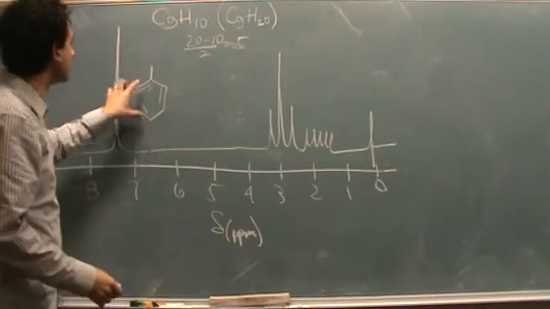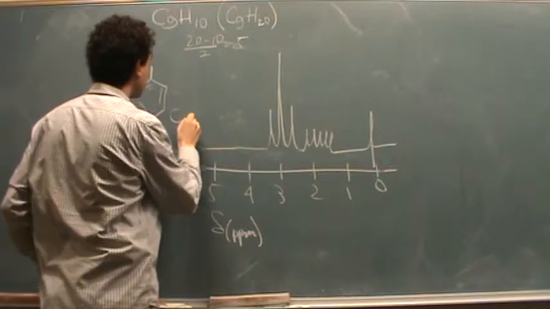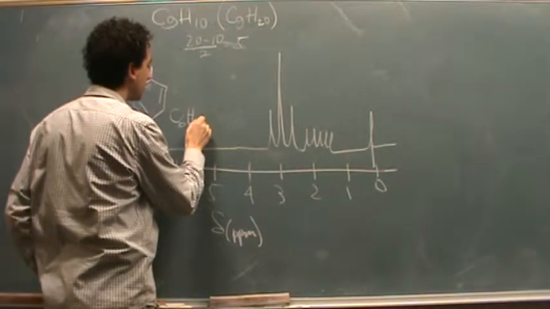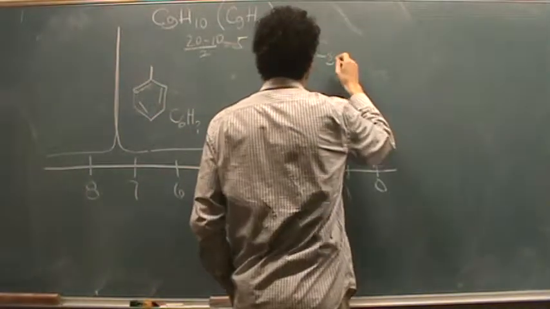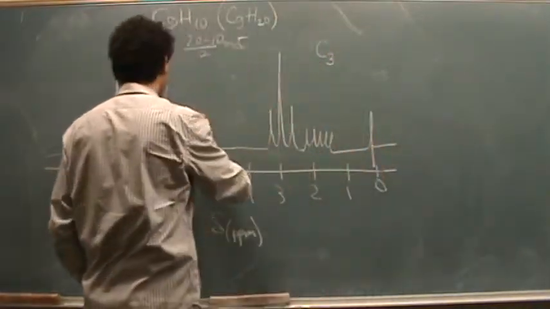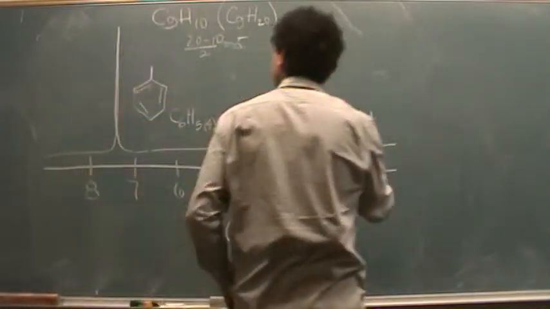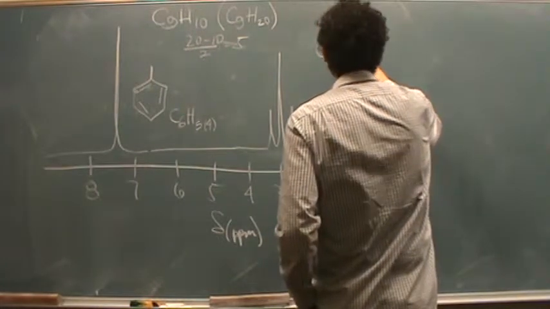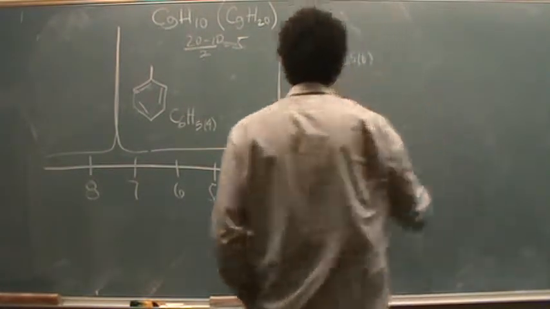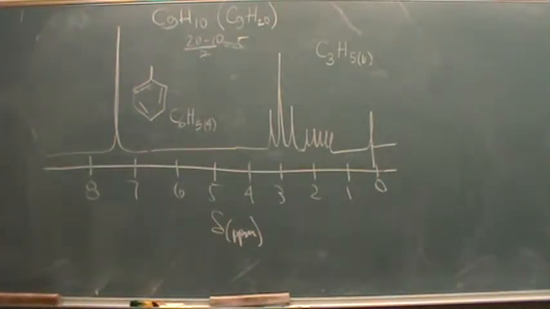But this is C6. That means if this is C6, maybe H5 or 4, we're not sure, H question mark, then this is C3. This could be like 5 or it could be 4. So this is C3H of 5 or it could be 6 to add up to a total of C9H10. So it looks like we got some of that.